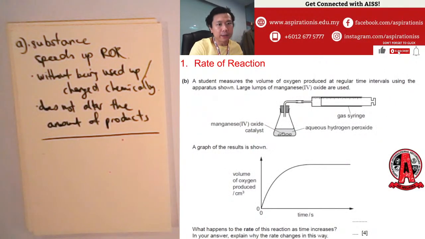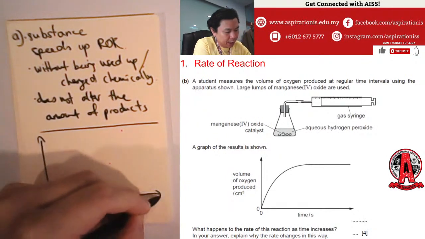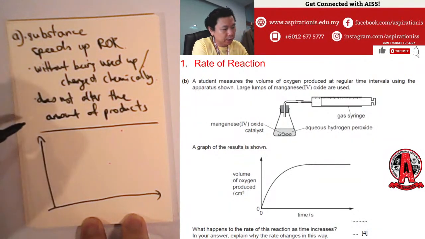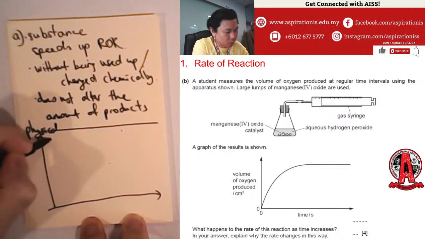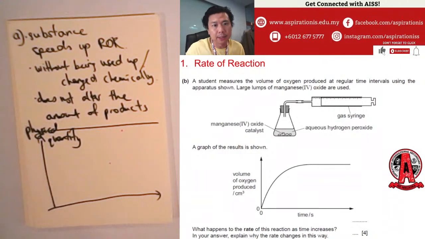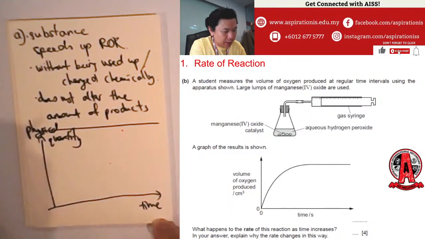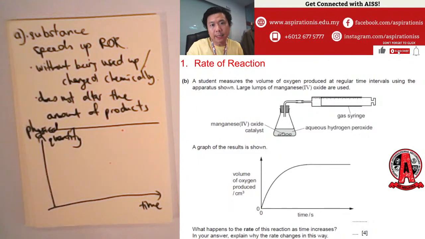So now, can we talk a bit about the graph? How do you calculate the rate of reaction? Of course, you have here the physical quantity. The physical quantity can be the mass, can be the volume of the gas, and you have time. That's why I always emphasize, how do you calculate rate of reaction? You need a physical quantity and you need to measure the time.